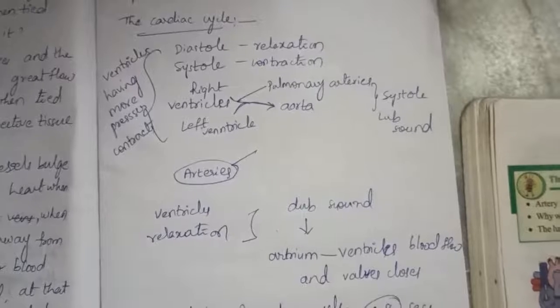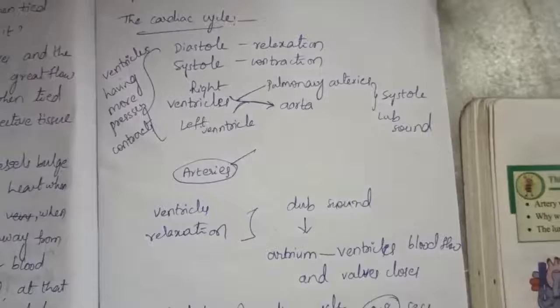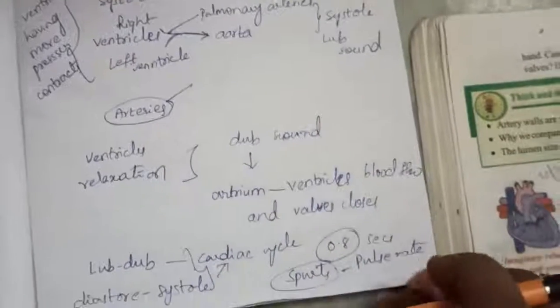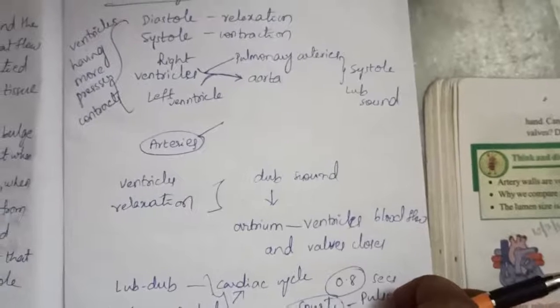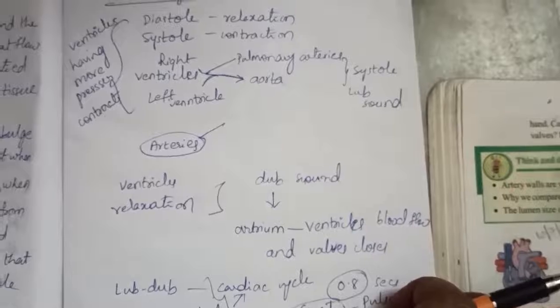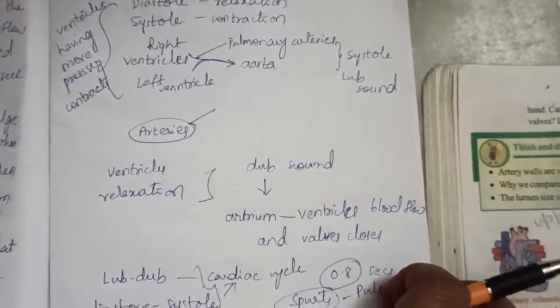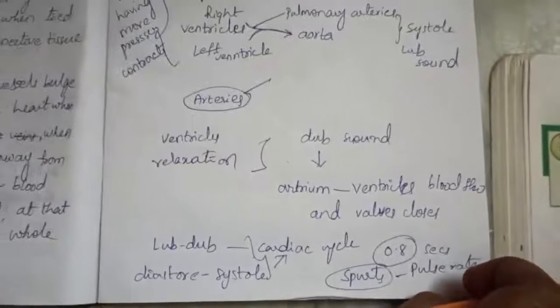So diastole means relaxation, systole means contraction. When all four chambers are in the relaxation stage, that is called diastole. After that we get the lub and dub sounds. In the systole stage, the two ventricles supply blood to the aorta and pulmonary artery at the same time, and the blood from the two atriums enters the ventricles at the same time. At that time we can hear the dub, lub dub completed.